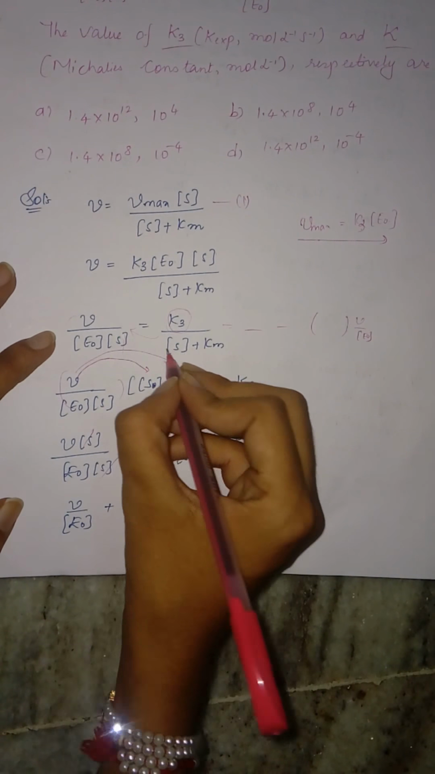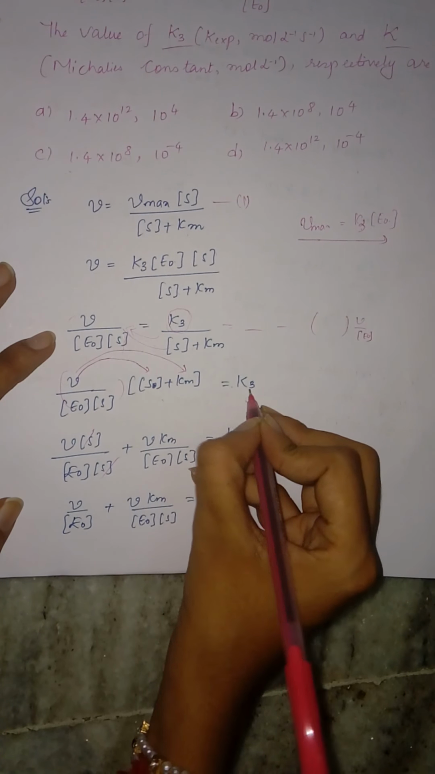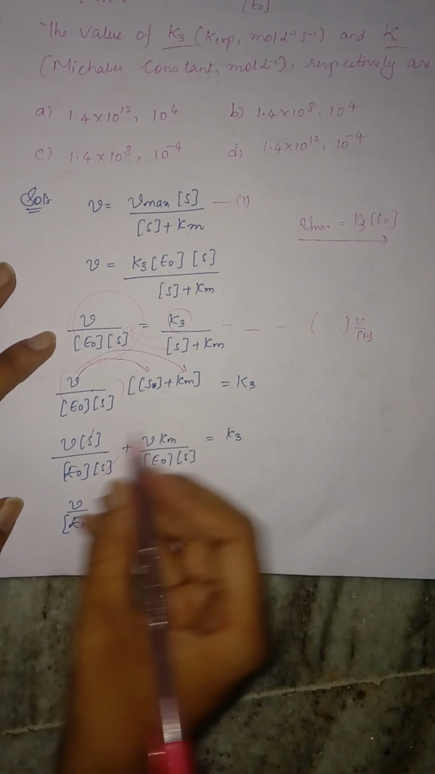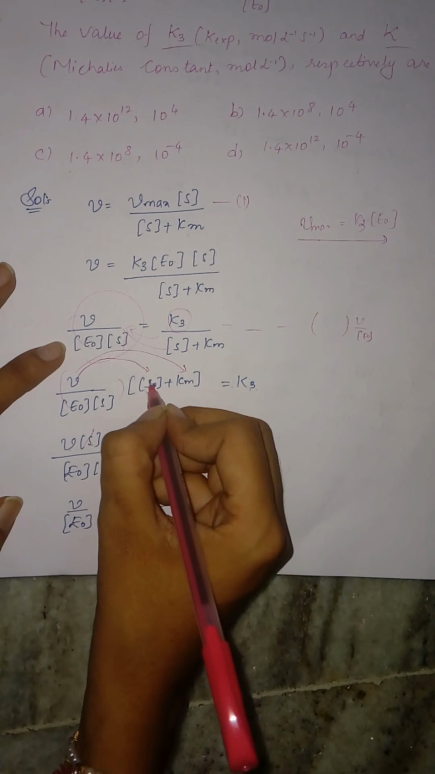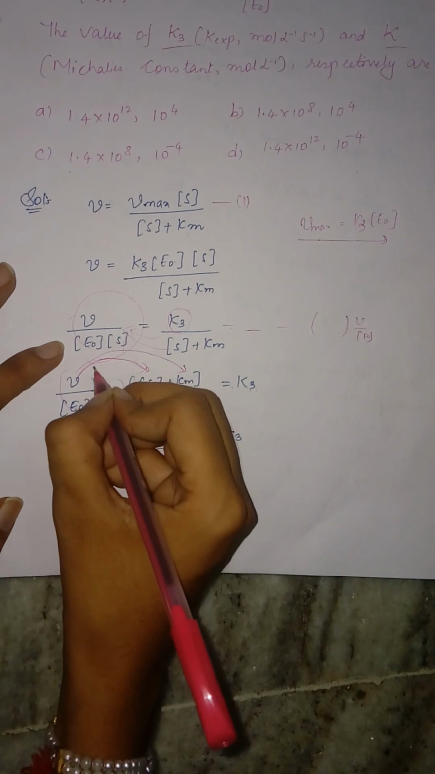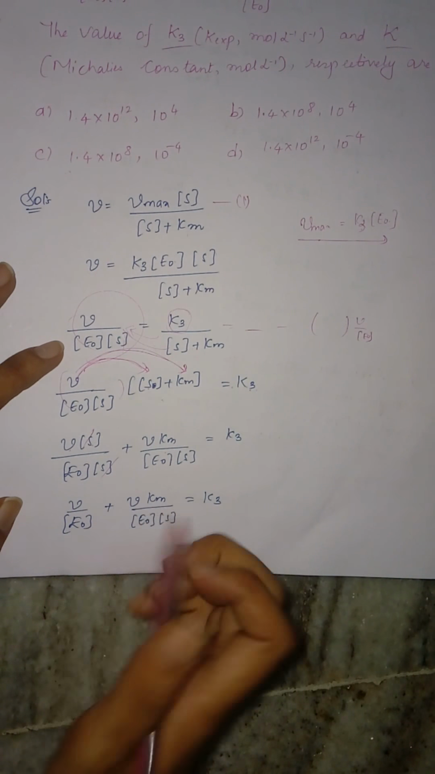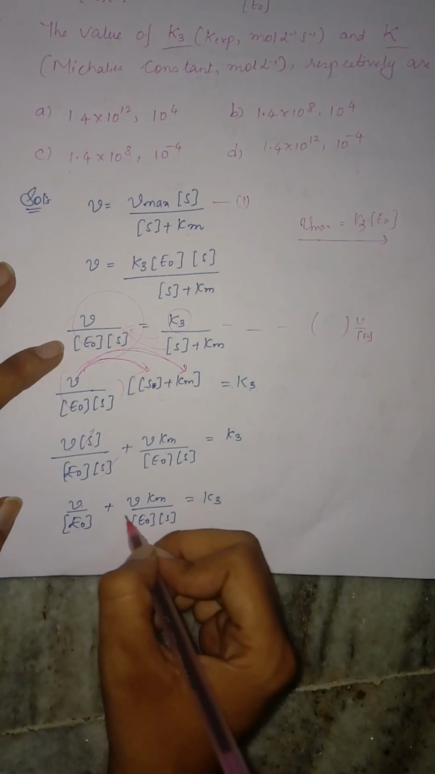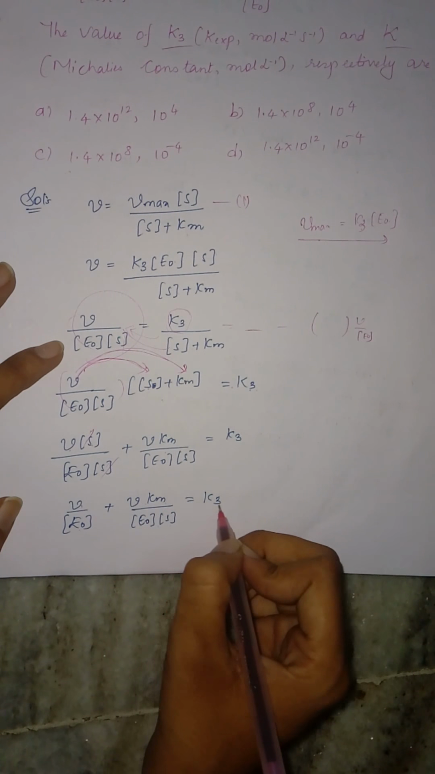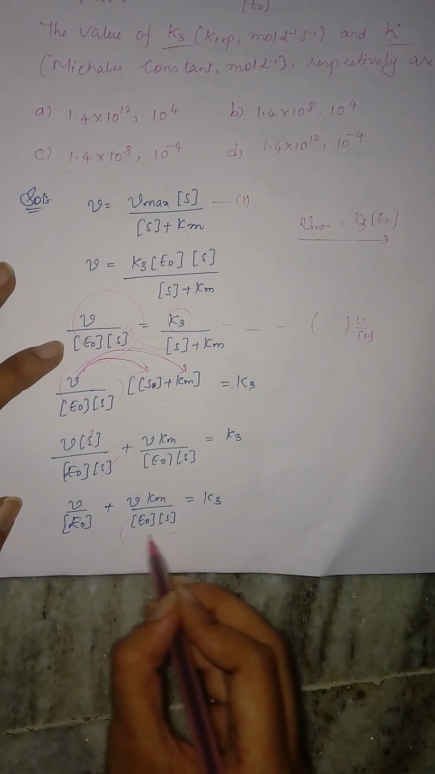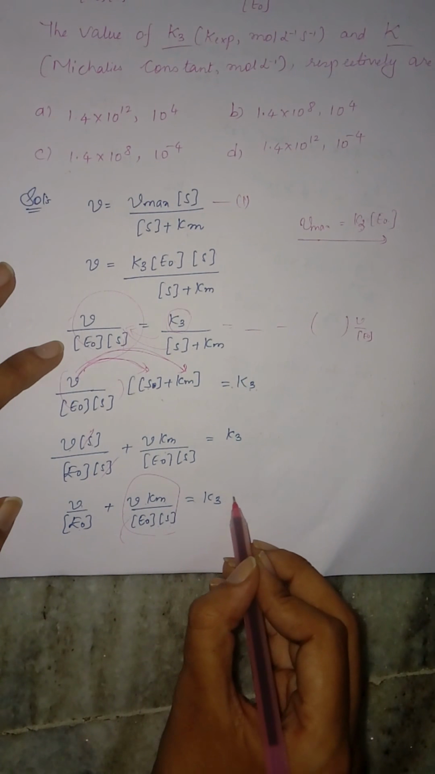Take this to the left hand side is equal to K3. Now multiply this whole term with this and this, V into S by E naught into S, and then V into Km by E naught into S is equal to K3. Now S gets cancelled, V by E naught plus V into Km by E naught into S is equal to K3. In the next page what I will do is, this whole thing is equal to K3 minus V by E naught, I will write.